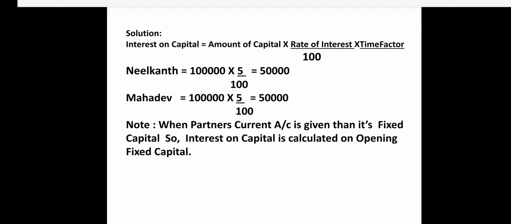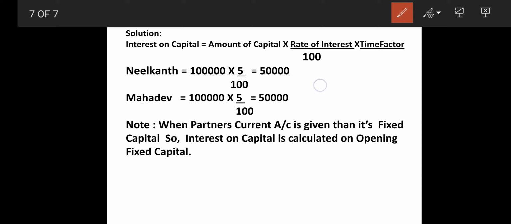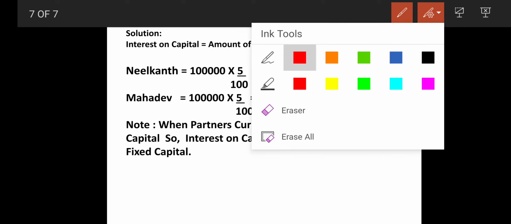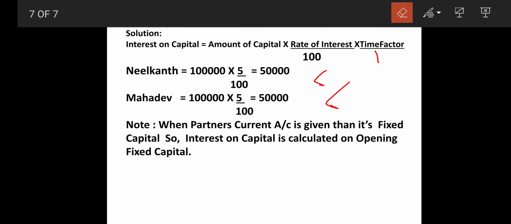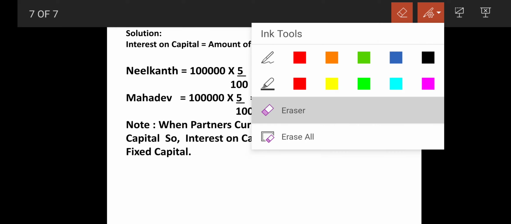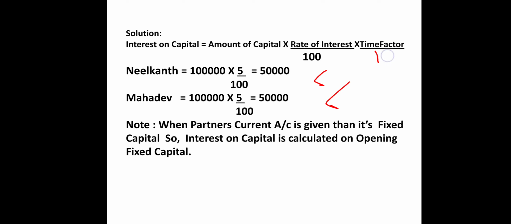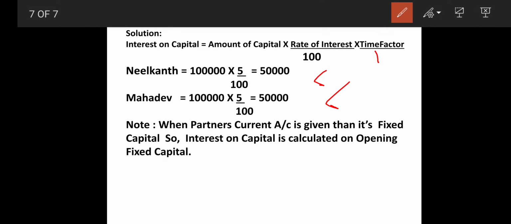Directly you have to find it this way, that is 10 lakhs multiplied by 5 upon 100, that is 50,000, and same way 10 lakhs multiplied by 5 upon 100, and this will finally give you the full year interest on capital. So when the partners' current account is given, then it's a fixed capital.